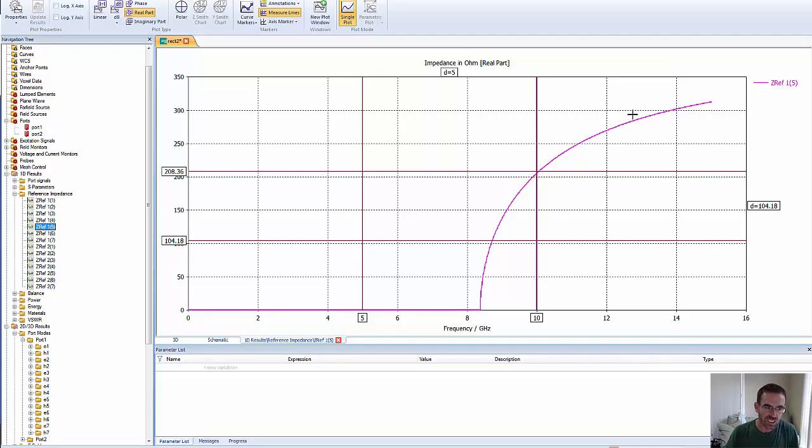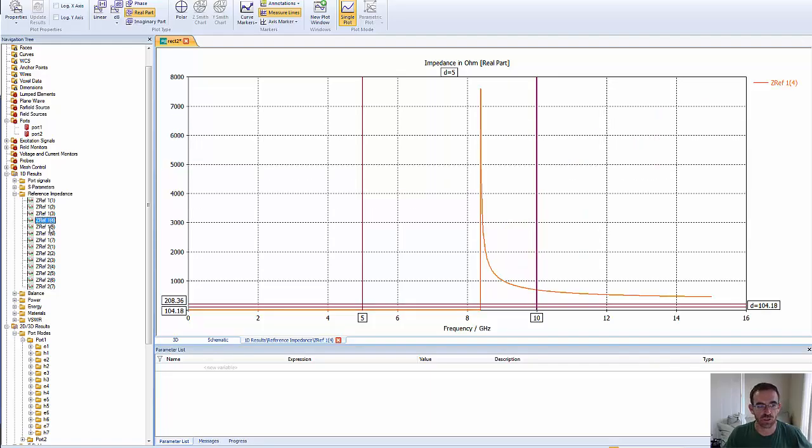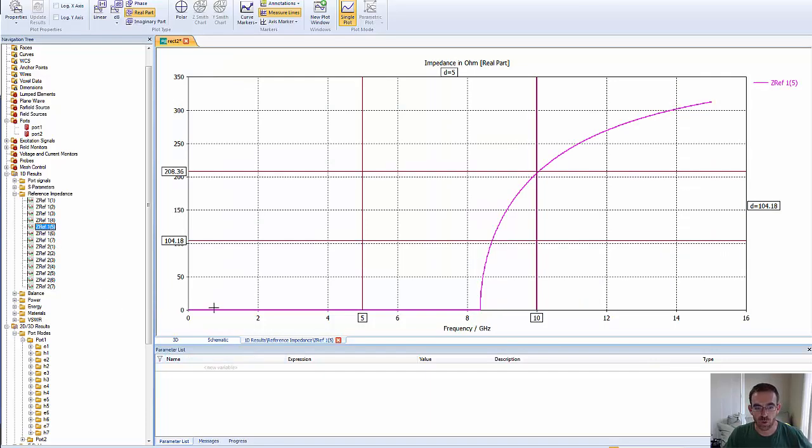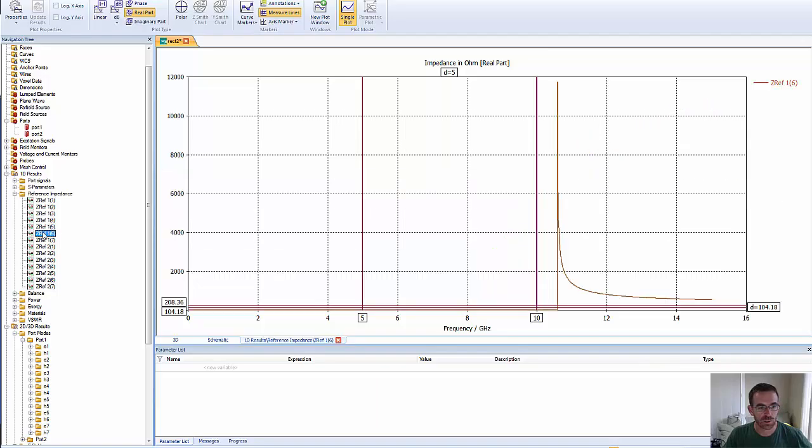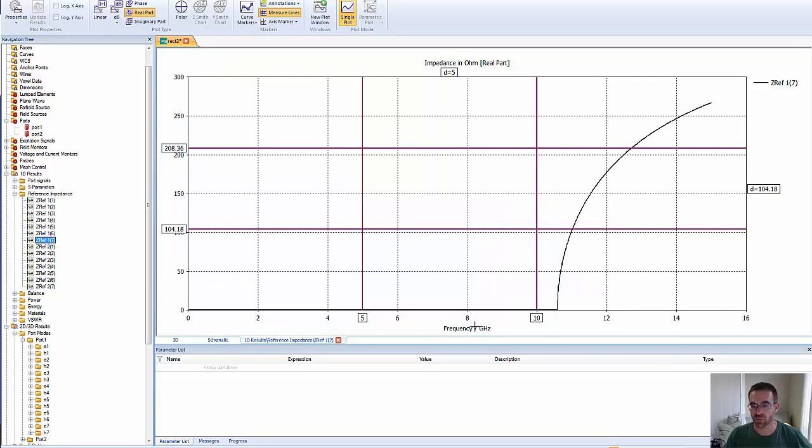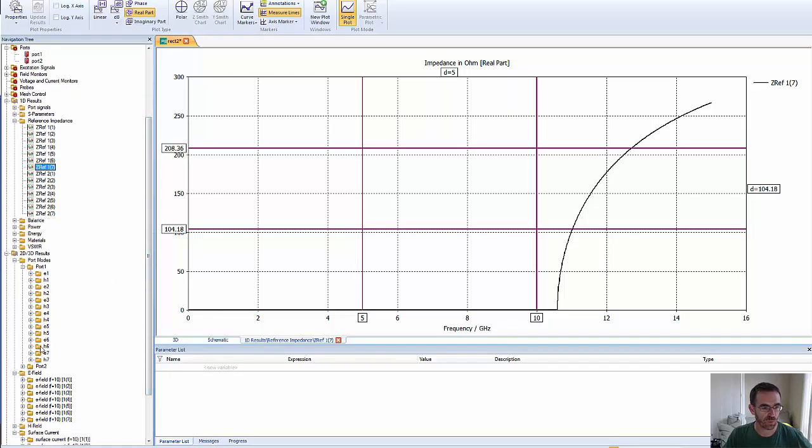And so that lets us see that I can take a look at the mode impedances. This is clearly a TE mode. This is a TM mode because it starts at 0. The sixth mode is a TE mode. The seventh mode is a TM mode. All right, let's take a look at what the fields look like in that seventh mode.